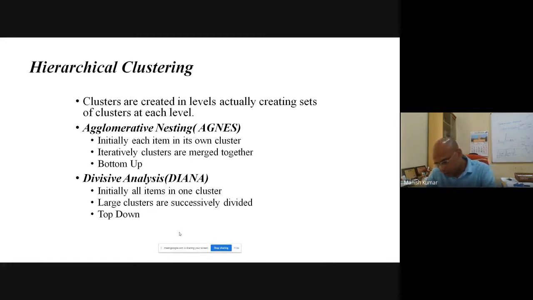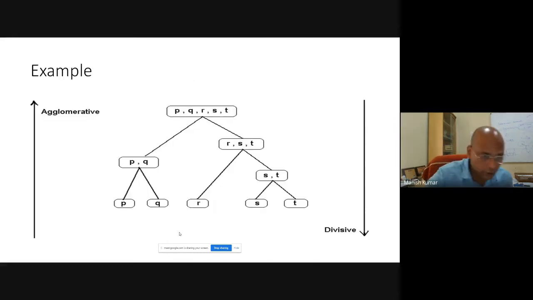Next, very important, and very much used in time series data clustering, is hierarchical clustering. There are two ways of doing hierarchical clustering: one is agglomerative nesting, whereas another one is divisive analysis. Just see this figure. You can see that P, Q, R, S, T are individual data points. In the first stage, RST falls in one cluster, whereas PQ falls in another cluster.